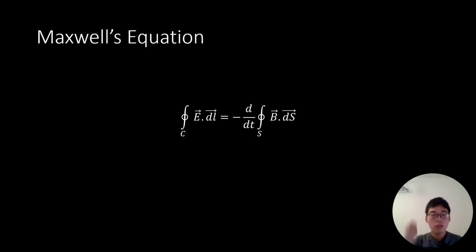So let's look back to our Maxwell equations. On the right-hand side, this circle means integrating over a closed surface. So basically, you have to choose a certain finite volume to integrate over.